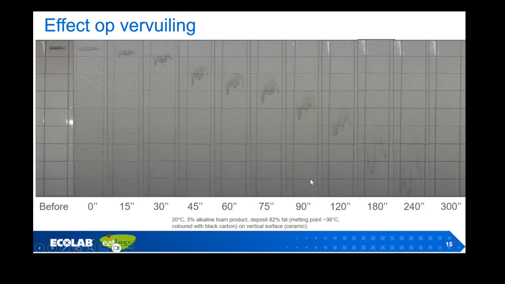So I have here a picture of a test. You can see the dirt on the left side, and it's a deposit of 82% fat, and it's colored with black carbon. They foamed it, and as you can see, every few minutes they took a picture, and you can see that the dirt is really going down. So that's how foam works.